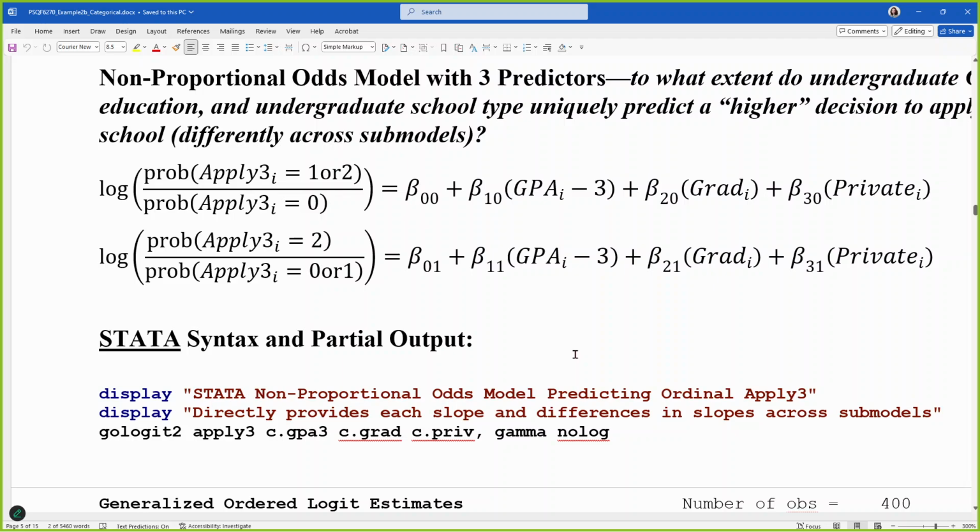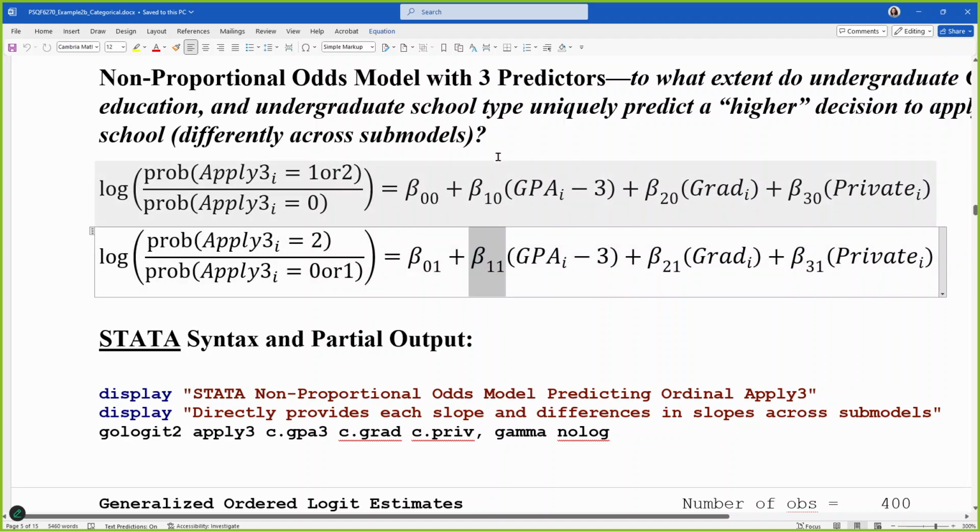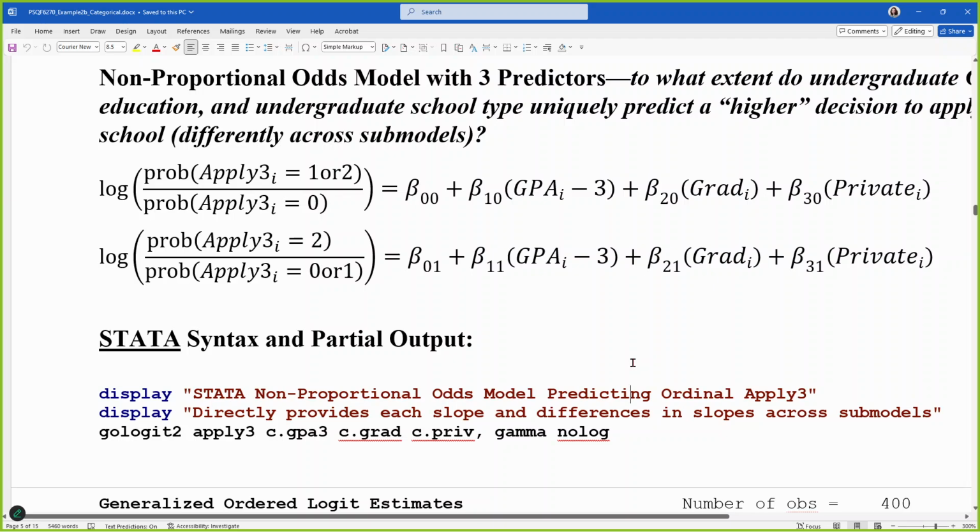Yeah, lots of subscripts. So now I've got beta 1, and beta 1 comes in 2 different flavors. A beta 1 for the 0 model, a beta 1 for the 1 model. Same with these, same with these. So how many slopes did I have before that we just looked at? 3. How many do I have now? 6. What if I had a 4 category ordinal variable? Then how many do I have? 9. 3 for each. What if I have a 5 category? 12.